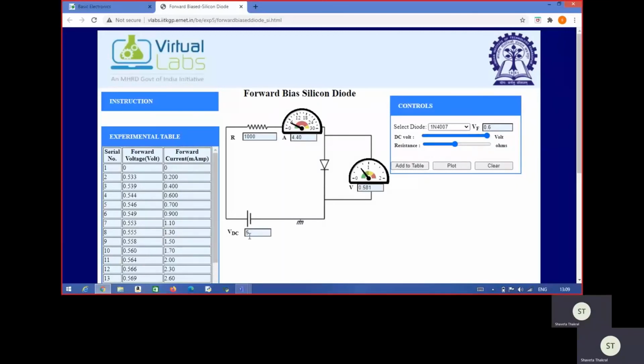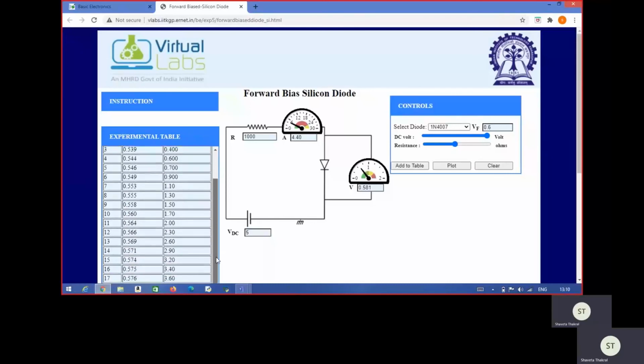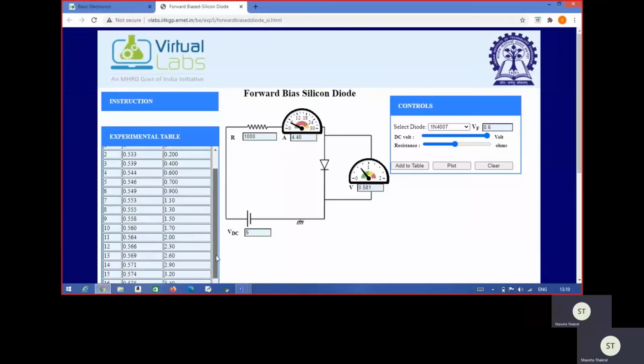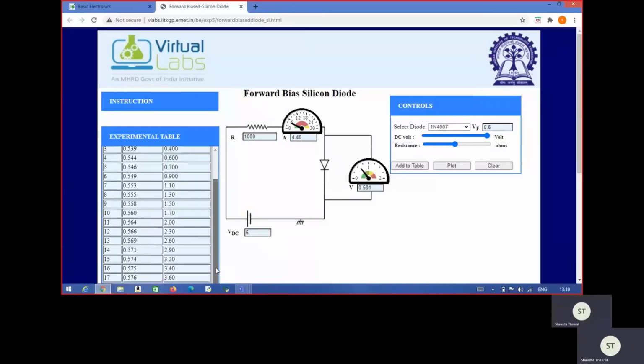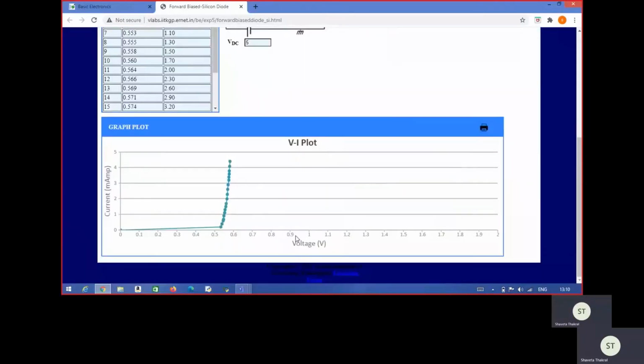So we can see here now the maximum applied DC voltage is 5 volt, and in this experimental table all the values are recorded, that is the forward voltage across the diode and the current flowing through the diode. Then after recording all the readings of forward voltage and the forward current in the experimental table, we will go to this tab that is plot, and we will plot the forward bias VI characteristics, and we can see here this is the forward bias voltage and this is the forward current, and the characteristics are coming like this.